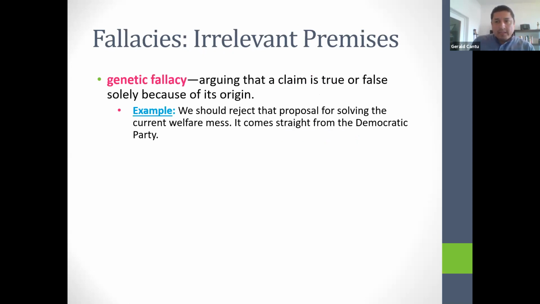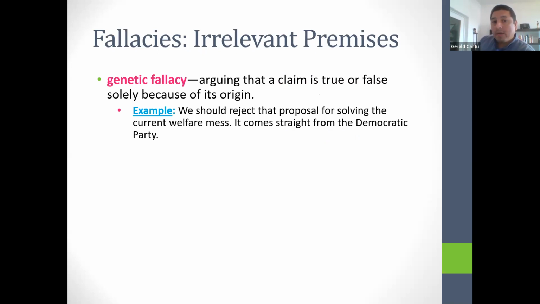And the first one is the genetic fallacy. This is where you argue for a claim as being either true or false just because of where it came from, just because of its origin. So when you see the word genetic, the word that should come up is source, or genesis, the origin of it.